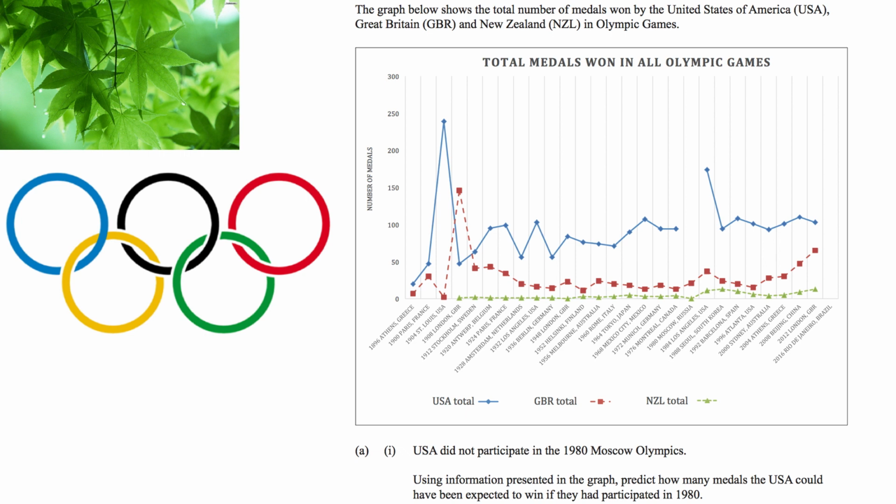So they are asking us in the question to predict how many medals the US would have won if they had participated in 1980. So when we look at the graph in 1980 in Russia, we can see there's a gap in the data. And that's because the US didn't actually go to that particular games. And that's what they're asking us to make a prediction for.